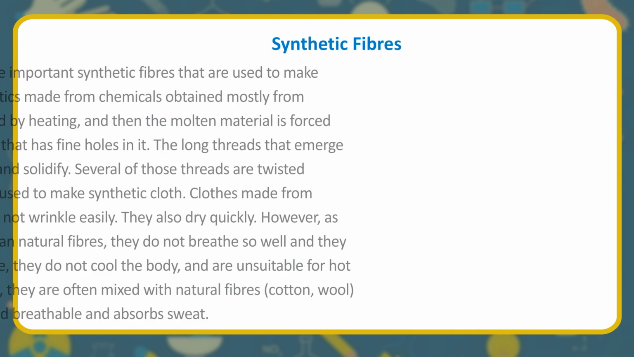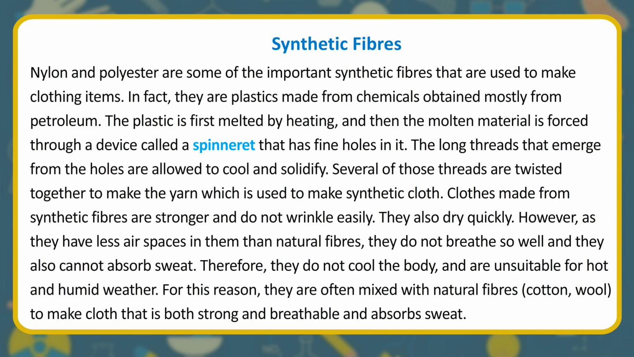Synthetic fibers. Nylon and polyester are some of the important synthetic fibers that are used to make clothing items. In fact, they are plastics made from chemicals obtained mostly from petroleum. The plastic is first melted by heating, and then the molten material is forced through a device called a spinneret that has fine holes in it. The long threads that emerge from the holes are allowed to cool and solidify. Several of those threads are twisted together to make the yarn which is used to make synthetic cloth.